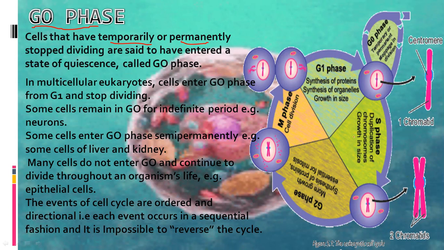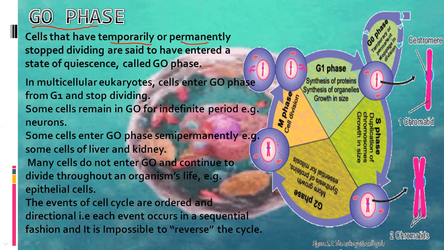Because here the chromosome numbers in S phase are duplicated, if the cells just go into G0 phase after S phase, it means the chromosome number will be 92, duplicated. So there will be a problem. So that's why here, before duplication of the chromosomes, the cell undergoes this. This is one chromatid.